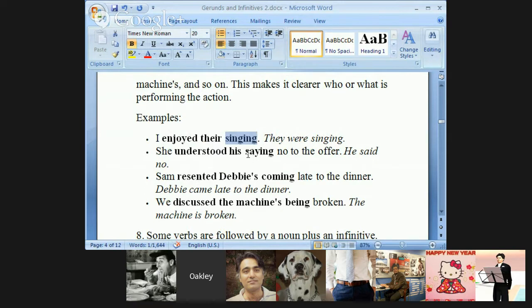Now, remember, these gerunds are actually being used as nouns. So, like his socks, his pencil, his singing. I know it's an action, but you have to not think of it as being an action, but more as being a thing. She understood his saying no to the offer. Okay.